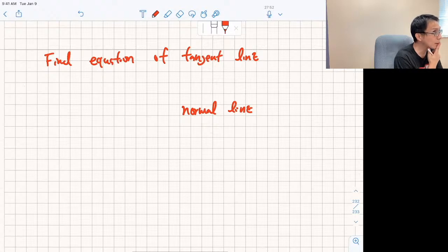Anybody take physics here? I take physics, but I have no idea. Yeah, I took physics 1, but the only lines we really use are like.